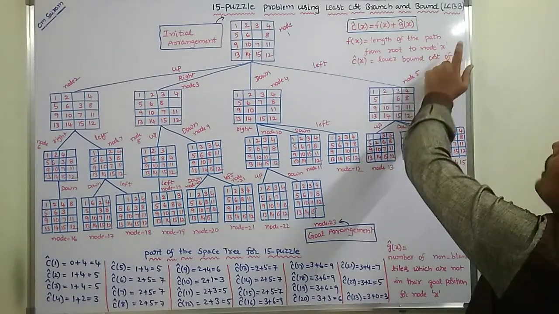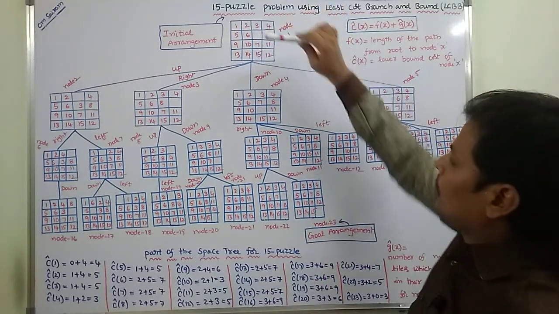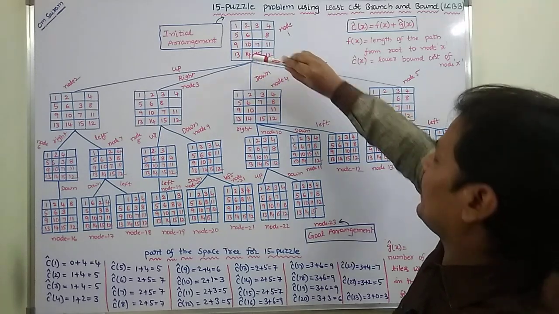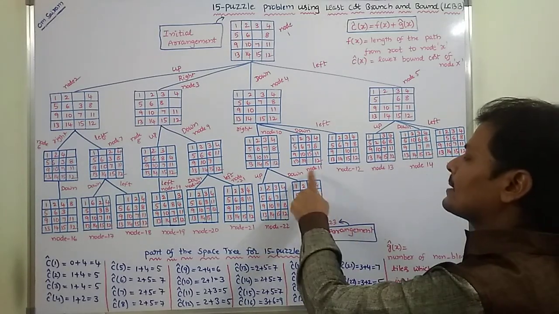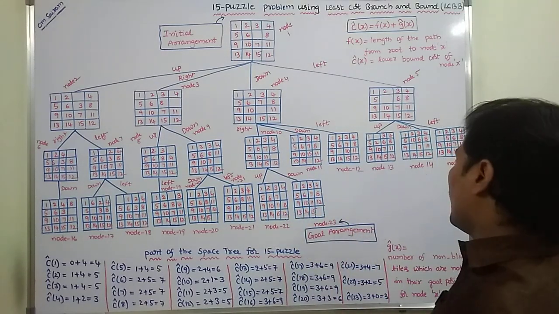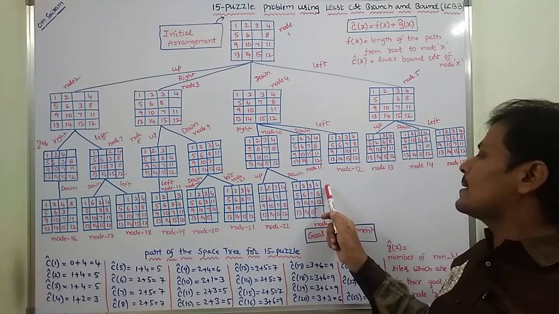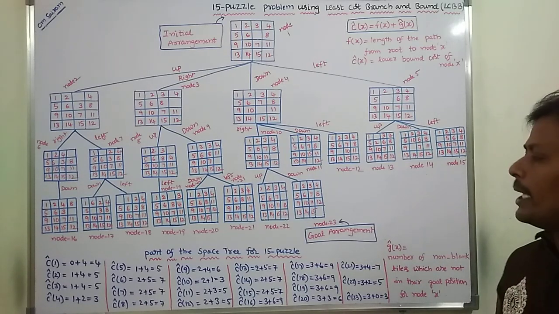So the length of the path from the root node to node x is the number of edges between them. This is one edge, this is the second edge, this is the third edge. So the length of the path is 3. Next, g cap of x is equal to the number of non-blank tiles which are not in the goal position for node x. These are the non-blank tiles, except this tile. How many tiles are not in their goal position? All tiles are in their goal position. Because of that, g cap of x is equal to 0 for this node.